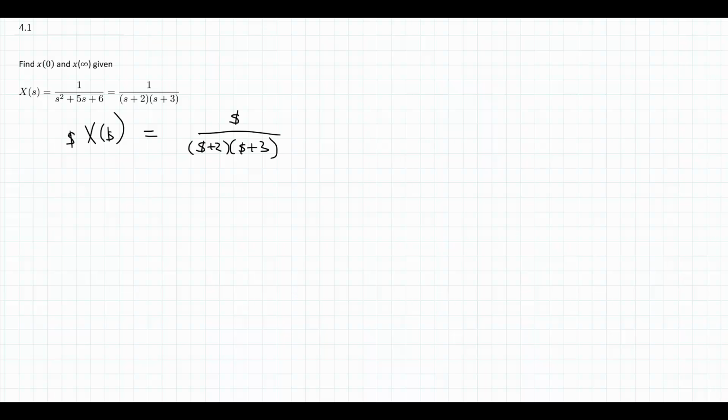Now, before I apply IVT and FVT, I need to know what the poles of s times X(s) are. If all of the poles are in the left half plane, then we can apply the initial value theorem and final value theorem. So that's what we need to check first. What are the poles of s times X(s)? The poles are going to be the values of s that make the denominator 0. And when it's in factored form like this, that's really easy to find, because we know that -2 is going to be one of the poles, and -3 is going to be another.